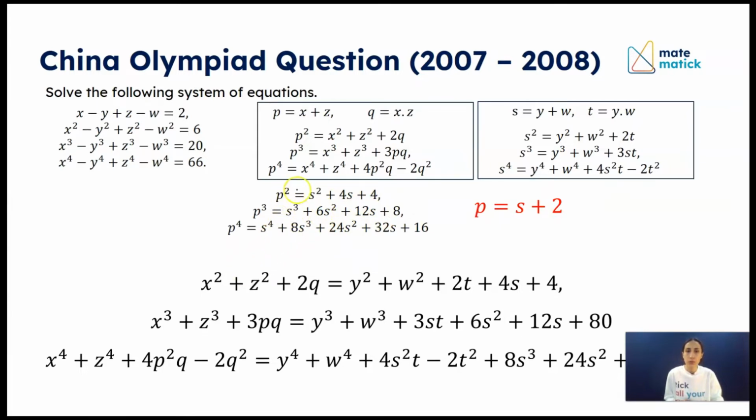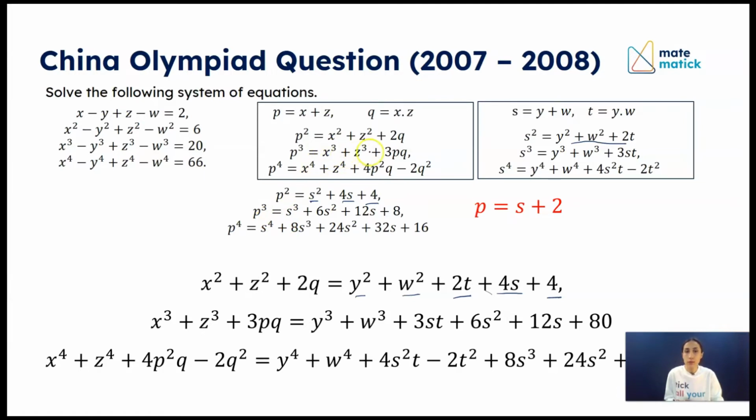So I'm gonna make this equal to each other. So first, p squared here is equal to x squared plus z squared plus 2q, right? So I'm gonna make this equal to this one. Okay, s squared plus 4s plus 4. But here, instead of s squared, I'm gonna write this s squared. Okay, it is y squared plus w squared plus 2t, after that plus 4s and plus 4. You see?